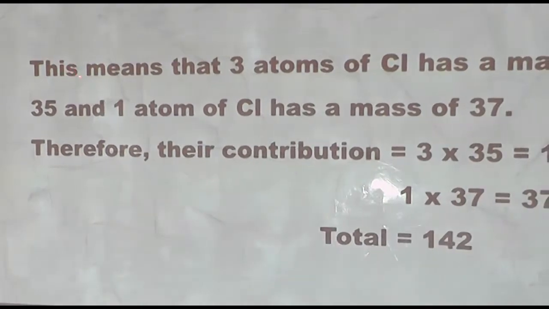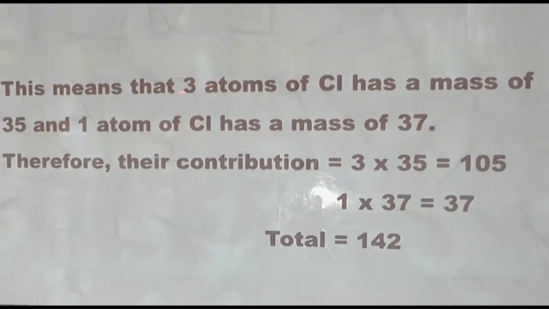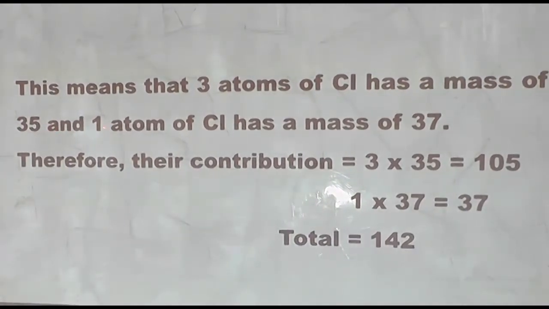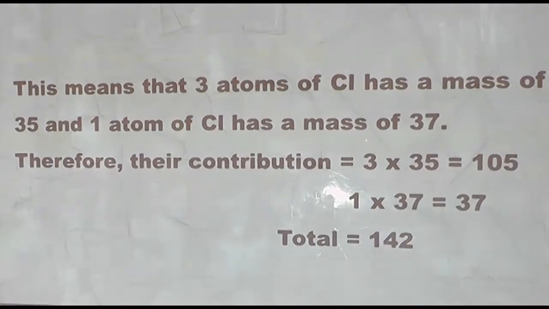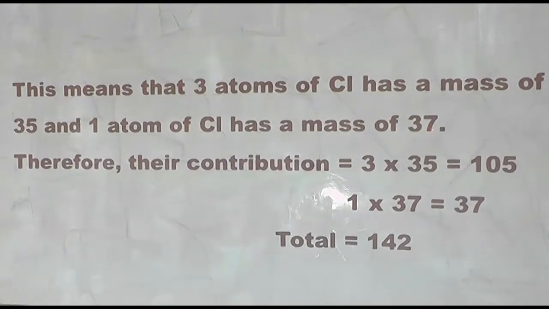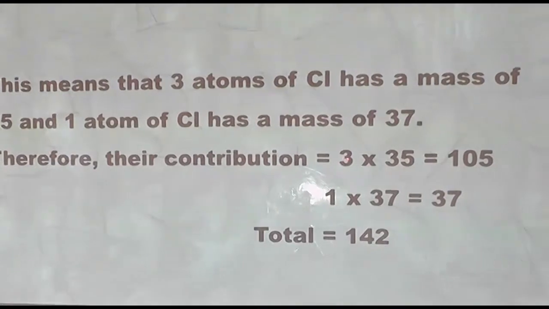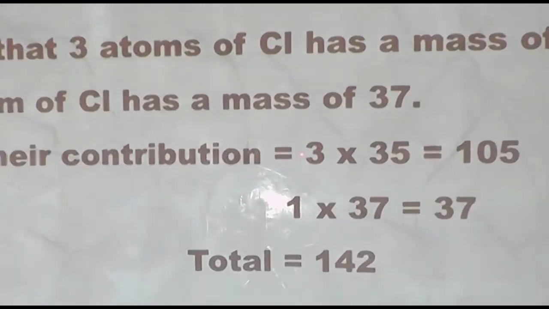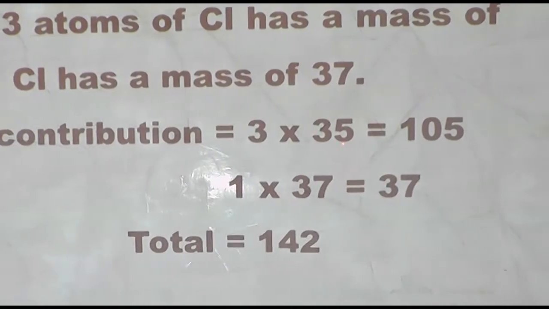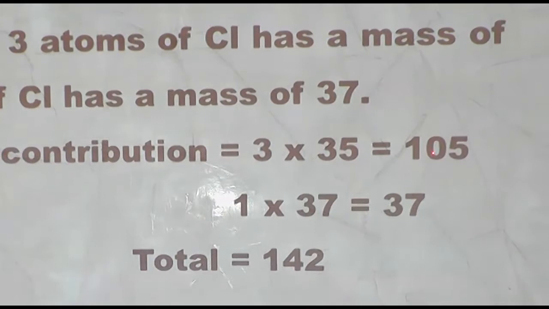This means that 3 atoms of chlorine have a mass of 35 and 1 atom of chlorine has a mass of 37 from their percentage ratios. Therefore, the contribution of each of the isotopes will be: the isotope with percentage ratio 3, which is chlorine 35, multiplied by the mass number 35. That gives us 105.